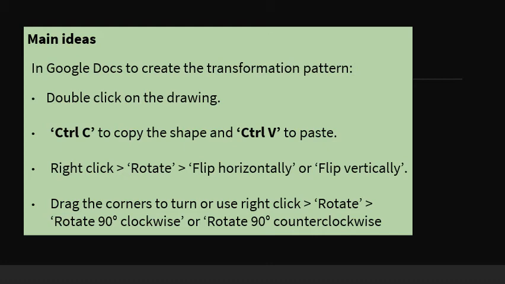Right click on it and then select rotate, and you can either select flip horizontally or flip vertically if that's what you need to do. Otherwise, you can drag the corners to turn the shape. You can't do that to flip it, but if you do a rotation, you can make it look like it's been flipped. Use right click, rotate, and you can do either a 90 degrees clockwise rotation or a 90 degrees counterclockwise rotation.